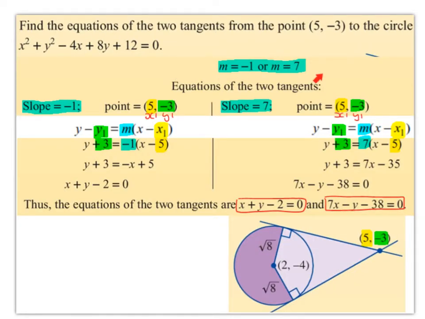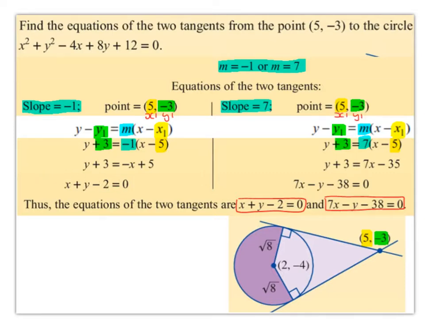So now we need to come up with the equations of our two tangents. So the slope is minus 1, and a point that it goes through is 5, minus 3. That's our exterior point. We label the point x1, y1. We substitute into our equation of a straight line formula, and we end up with x plus y minus 2 is equal to 0. So this is the equation of one of our tangents.